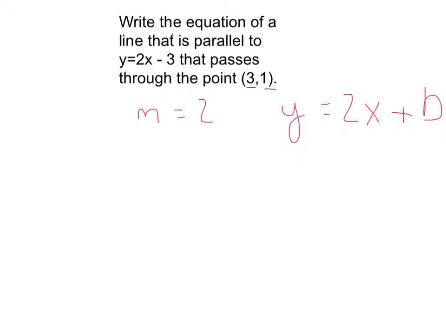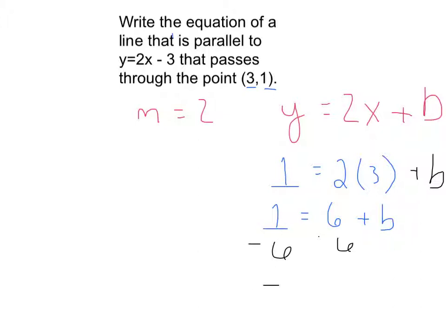But in some of our ideas earlier with writing the equation of a line, we've learned to use that point 3, 1. We've remembered that 3 is an x and 1 is a y. So if I were to substitute 1 for my y and substitute 3 for my x, now my only unknown in that equation is my b. So I could solve this equation, 1 equals 6 plus b, and then I would subtract 6, and I would get negative 5 equals b. So my final equation actually is y equals 2x minus 5.